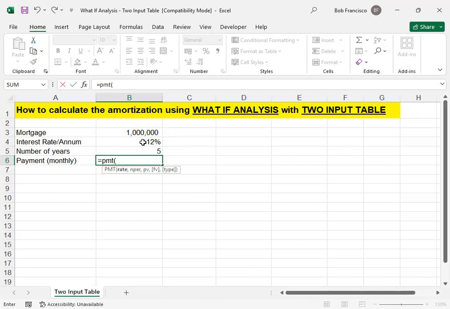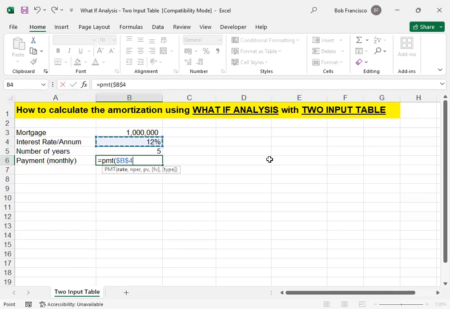So the rate should be this one, 12%. But the thing is, this is per annum, so we're going to convert that to monthly, right? But first, I'm going to fix this location, column B, row 4 or B4. I'm going to make it an absolute cell reference, so I'll press the F4 key on your keyboard like that. So this is now a fixed location.